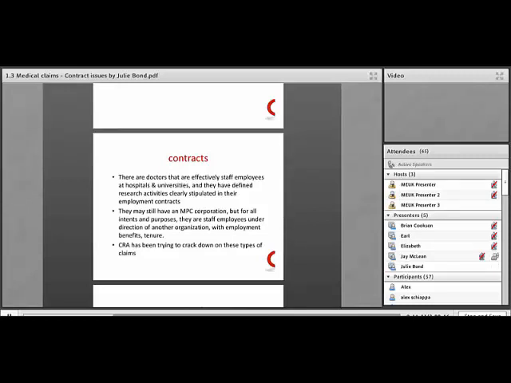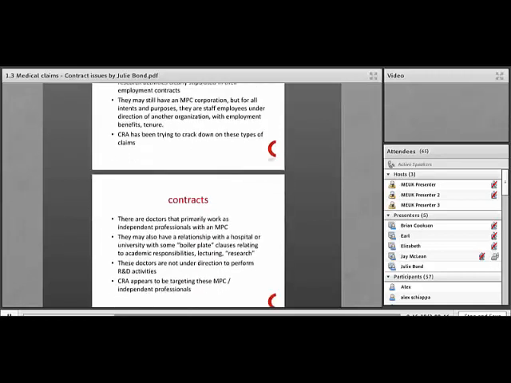There's been talk about this already as far as what type of MPCs are being targeted. Just to clarify, we do see doctors that are basically staff doctors. They work at a hospital, they receive a T4 from the hospital or the university. They also have an MPC on the side, and then they try to attribute their hospital R&D through the corporation. CRA has definitely been trying to crack down on these types of claims, and our position at Bond is that CRA is correct: if you're a staff doctor, you receive a T4, you have an employment type of contract, that work is probably not related to your MPC.